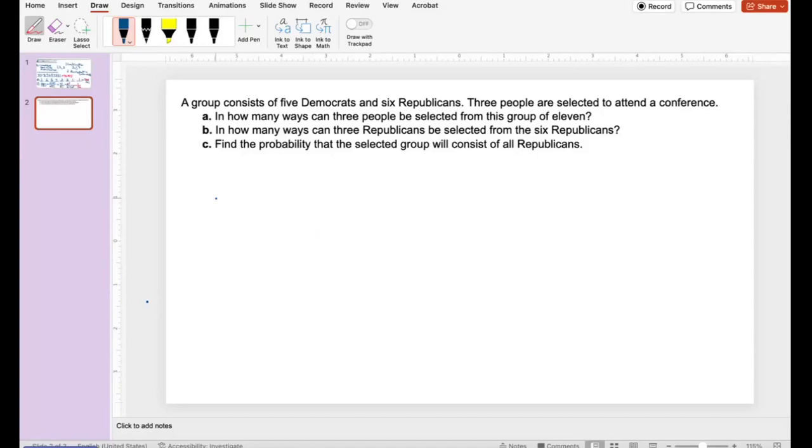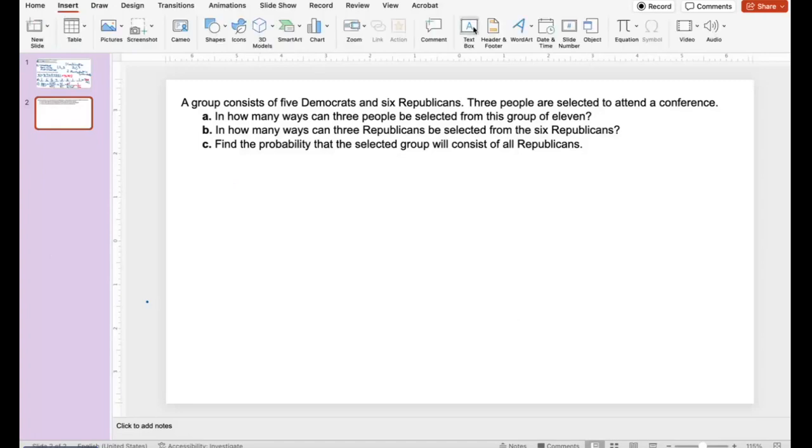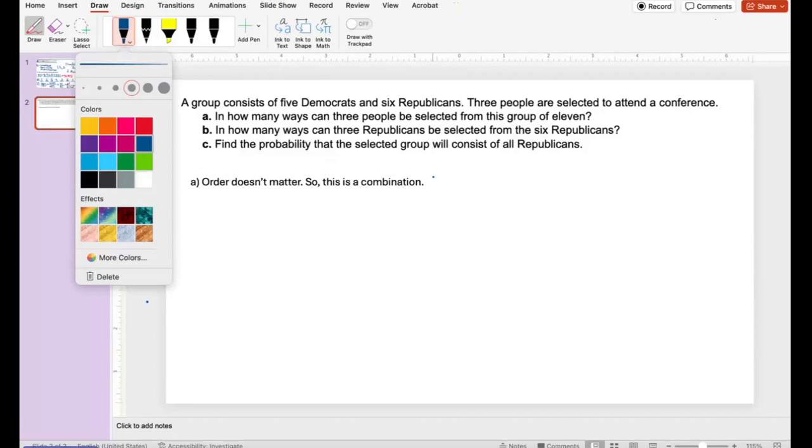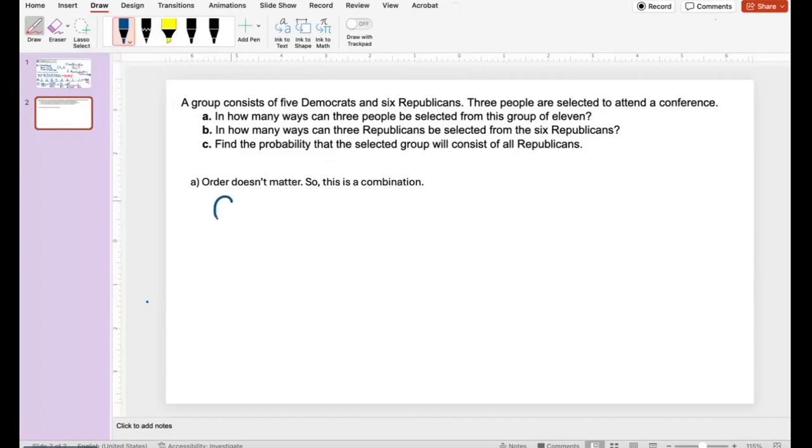Okay, so choosing 3 from the group of 11. Is the order going to matter here? No. It's not in a certain order, like a line, right? Okay, good. So if order doesn't matter, is this a combination or permutation? Combination. So this is where we've got 11, and we're choosing 3.